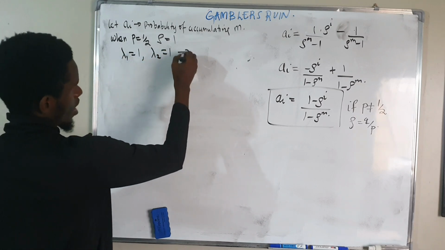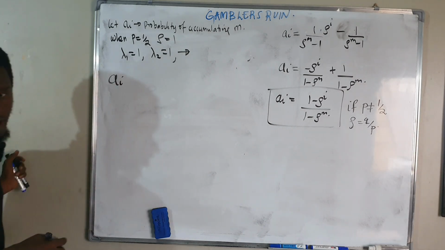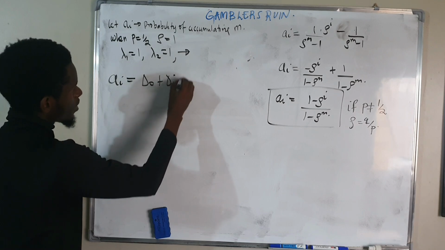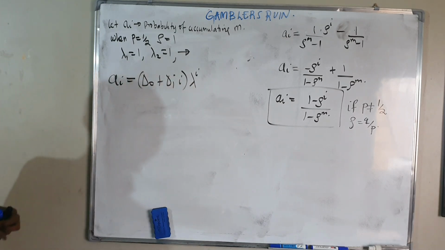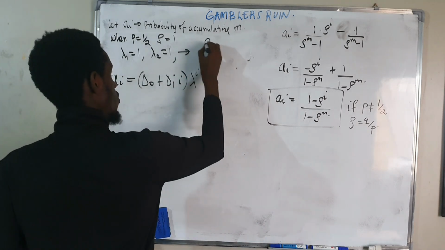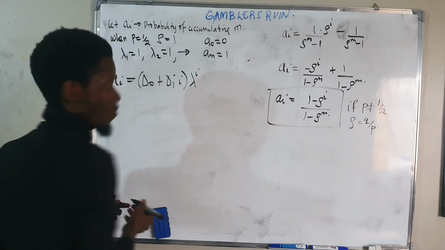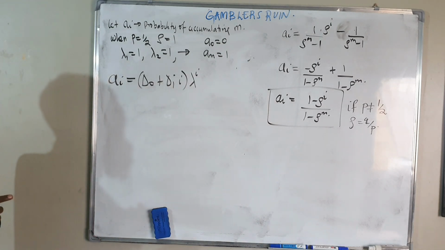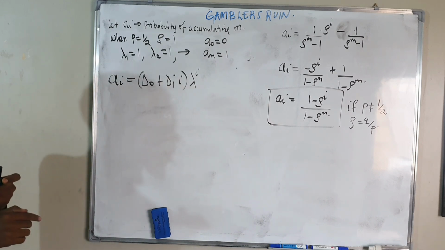And therefore, these are repeated roots. So our general solution a_i is going to be the same as having d_0 plus d_1 i, times lambda to the power i. But remember, we have our boundary conditions that a_0 is 0 and a_m is 1. We said that a_0 is 0 because if I reach 0, I am not able to play the game. Therefore, I want to accumulate m, and a_m is 1 because if I'm at m, the probability of winning is going to be 1.